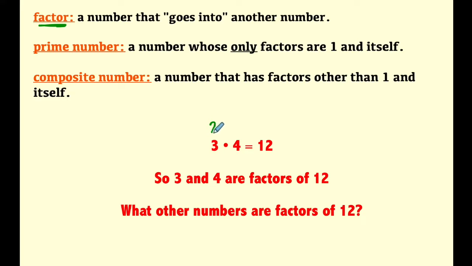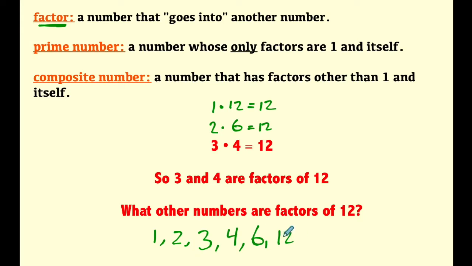We can create 12 different ways. For example, 2 times 6 can also create 12, and 1 times 12 can create 12. And so the number 12 actually has 6 factors. It has the numbers 1, 2, 3, you can see those right here, as well as 4, 6, and the number itself, 12. And that's what we're going to be focusing on today: listing all of the factors of a number.